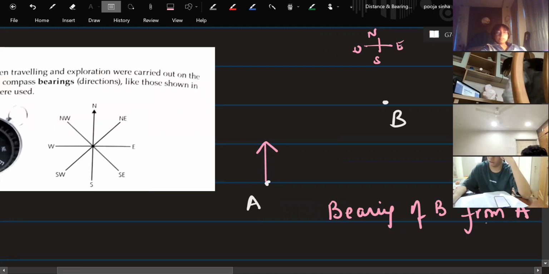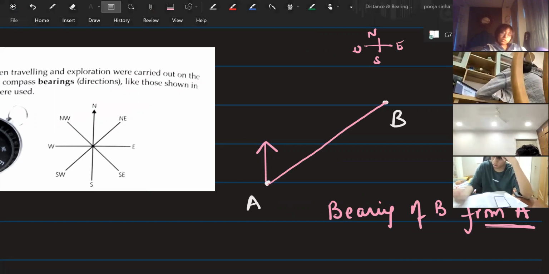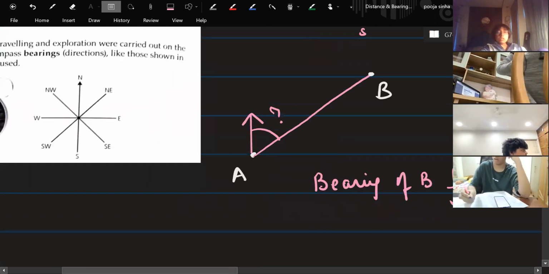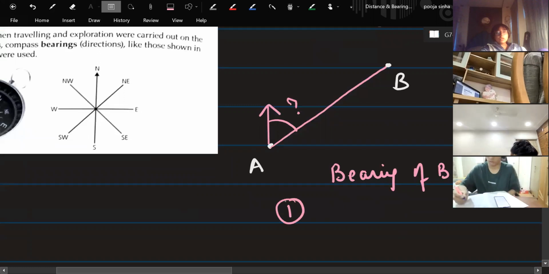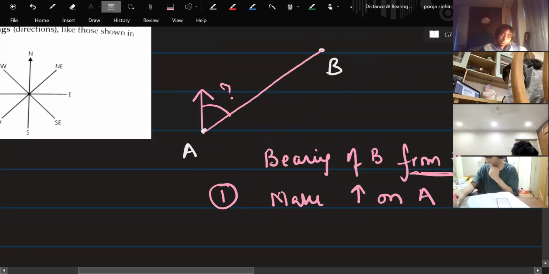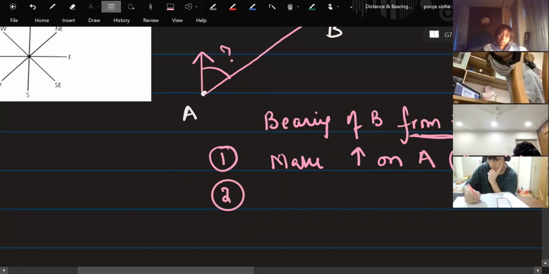Wherever the "from" is, make this arrow. Then you connect these two, then use a protractor and find this angle. How much is this angle? That is the bearing. I'll repeat. First, make the north arrow on A. You locate it from the word "from": it says from A, so you make it on A only, not on B. This arrow points in the north direction.